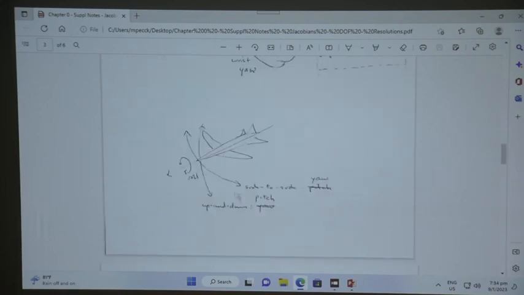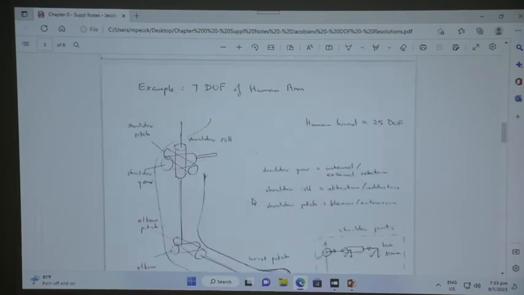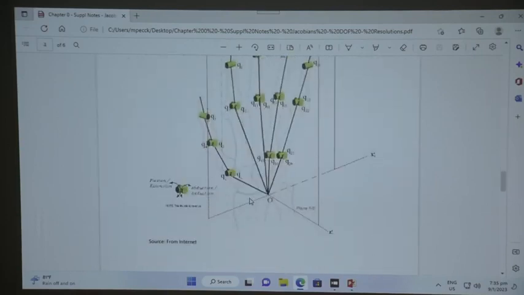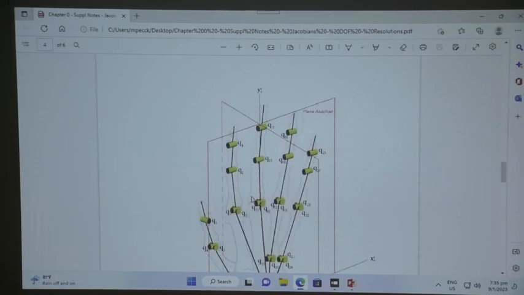So we mentioned earlier that roll, pitch, yaw actually come from the airplane industry. So this is roll, side to side is yaw, pitch will be up and down of the nose. So our human arm has 7 degrees of freedom. And when you look at a general robotic manipulator, it will have 6 degrees of freedom.